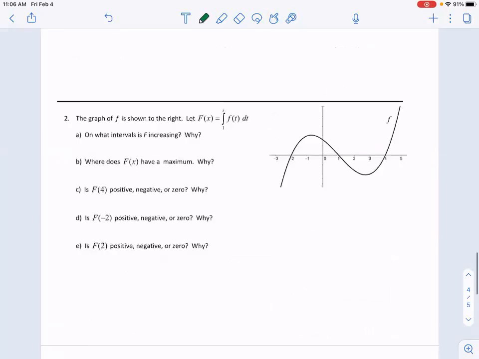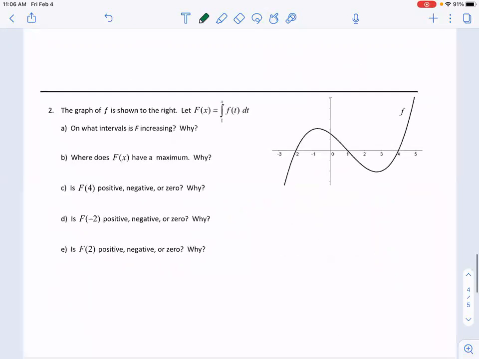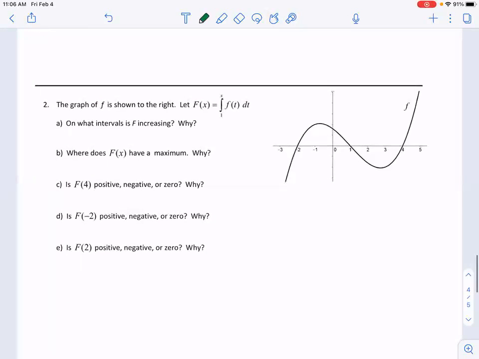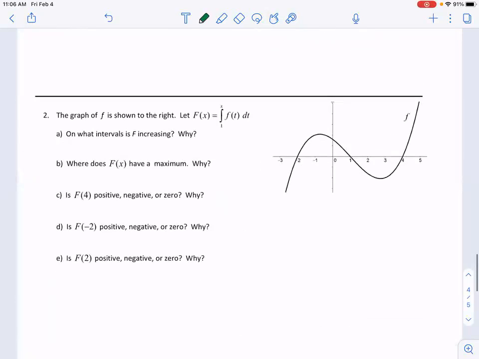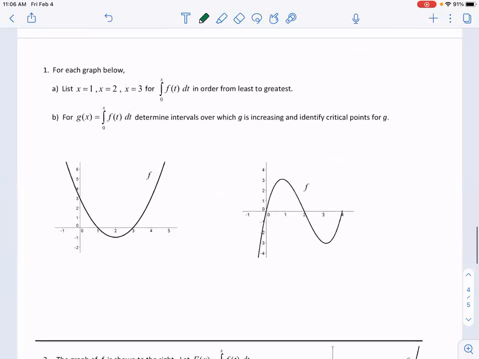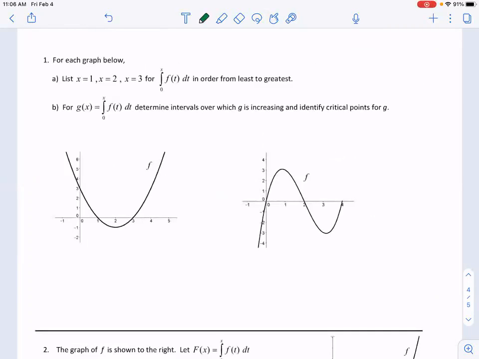Then number 2, you're going to find for this graph. Here's our accumulation function. You're going to answer these questions. I'm going to give you about 10 minutes to do this together, and then we're going to talk about it as a class.